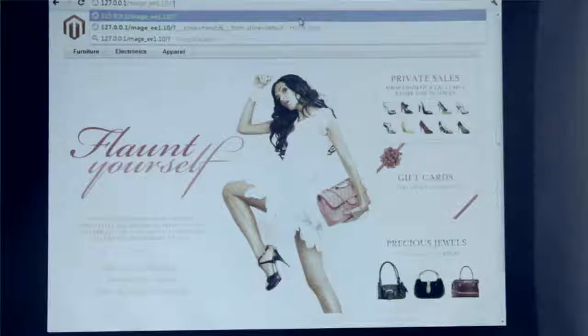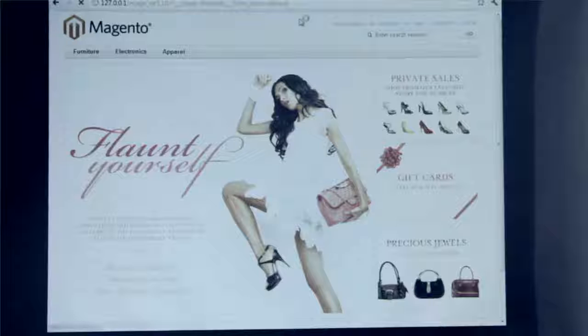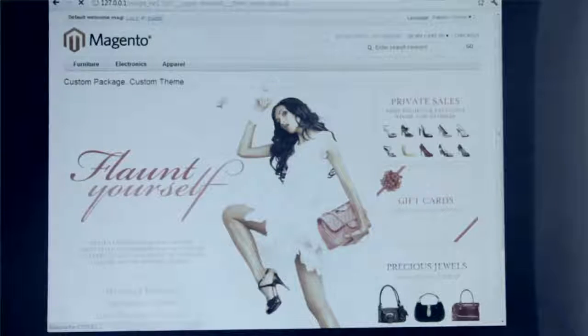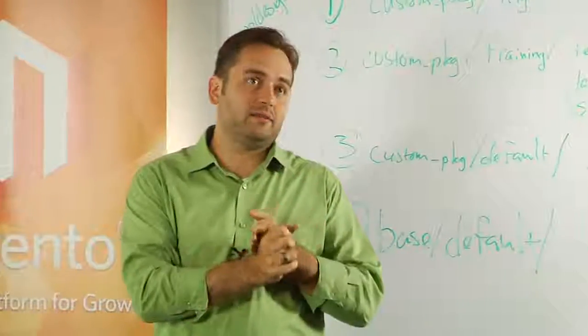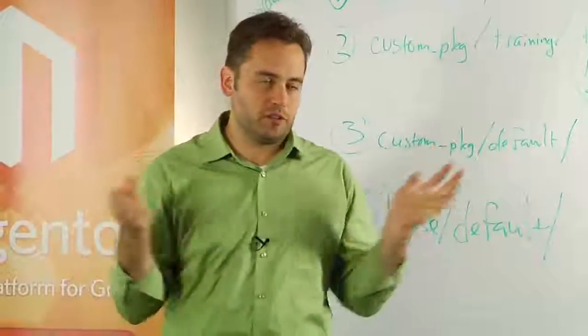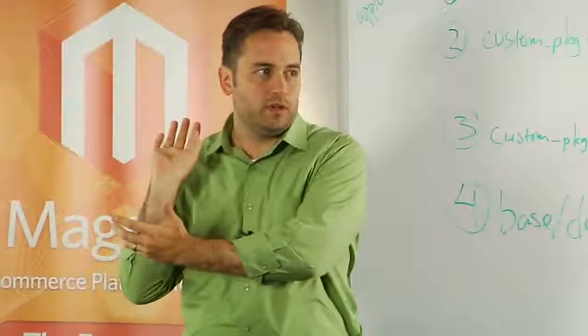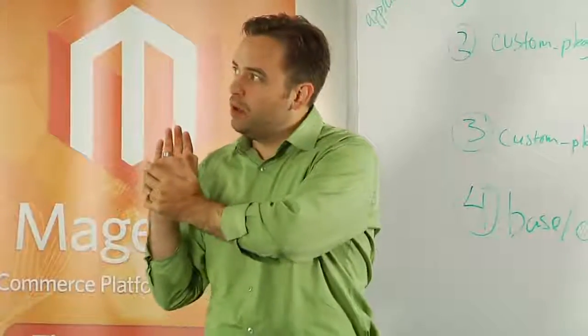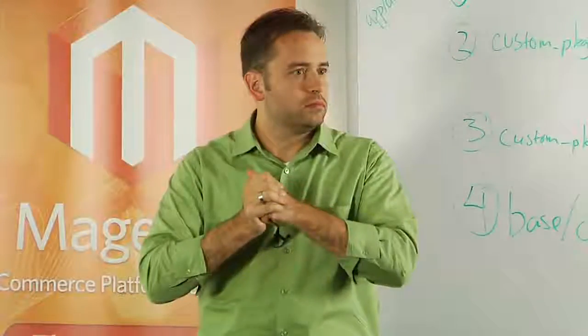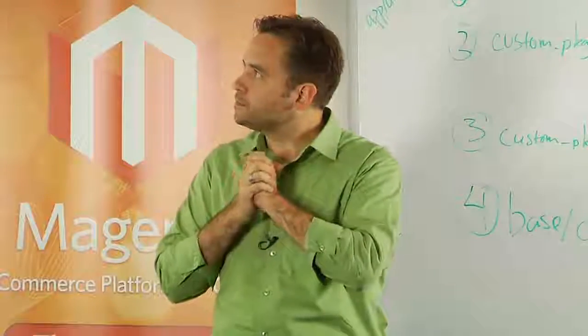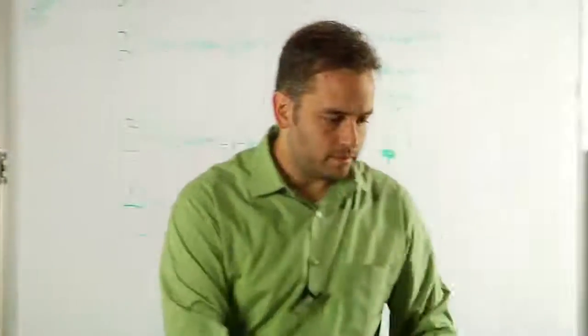I think if I do store equals French, there we go. Hey, custom package, custom theme. So, you see what I did there? I'm using fallback, because you're always using fallback, but I'm also using the scope. So in my French store scope, I said, hey, use the custom templates. Good, thanks for pointing that out.